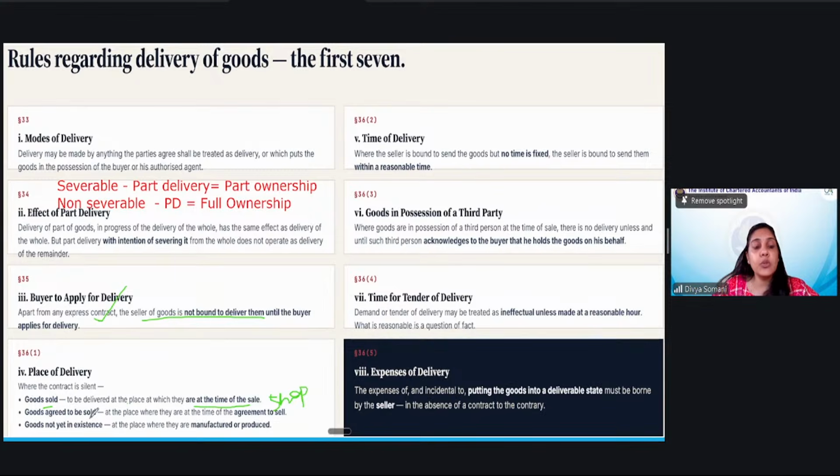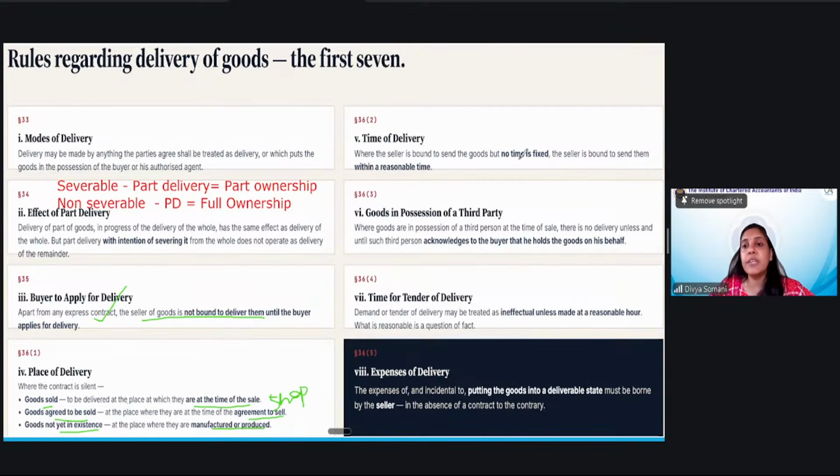Next, goods agreed to be sold. So in case of agreement to sell at a future date, wherever the goods were lying, say, warehouse or the godown, that will be the place of delivery from where the goods shall be delivered. And if goods are not yet in existence, that means the future goods, wherever they will be produced, that is the place of delivery. So basically, from where the goods will be delivered, that is the place of delivery for understanding purpose.